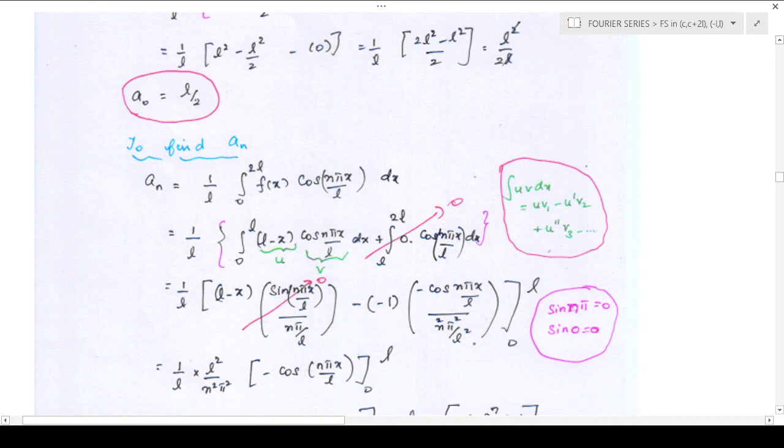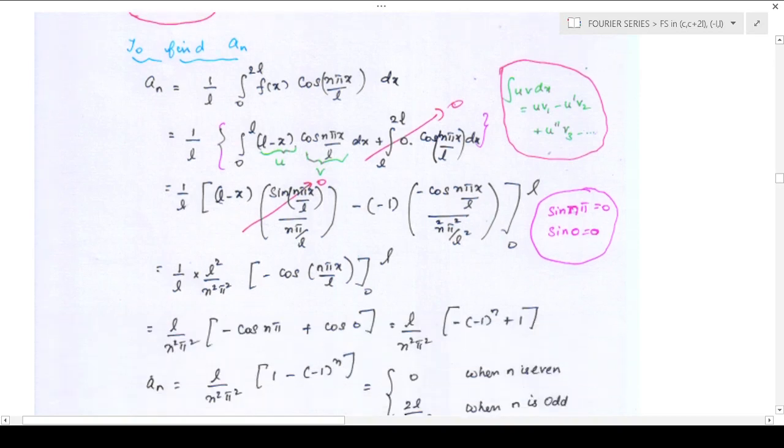So, the whole square. Again, apply x equal to L, children. Here, if you apply L will be getting cancelled. It will be sin n pi. Apply the lower limit, x equal to 0, sin 0 is 0. The first term is vanishing, it is 0. Second term, negative into negative into negative, it is negative. Take this to the, what is a? Left hand side as L square by n square pi square. So, you will be having minus cos n pi x by L, apply the limit.